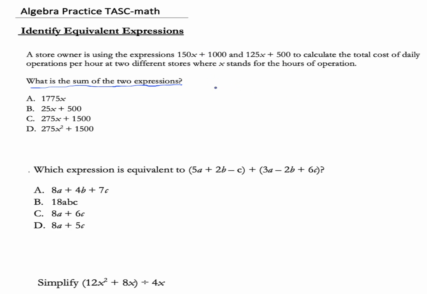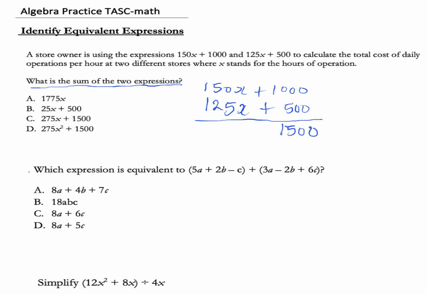So what are we adding? We are adding 150x plus 1,000. Now, if you want to line them up under each other, you can. And this will be 125x plus 500. So I've placed like terms under like terms. So 1,000 plus 500 is 1,500.